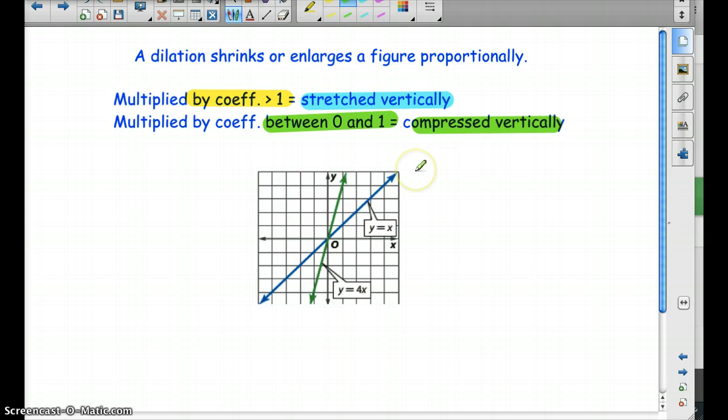So stretched or compressed. Stretched means it's going to rise at a faster rate. Compressed means it's going to go slower. And think about when you're multiplying by a fraction, essentially you're dividing by a number as well. So it's going to rise slower.